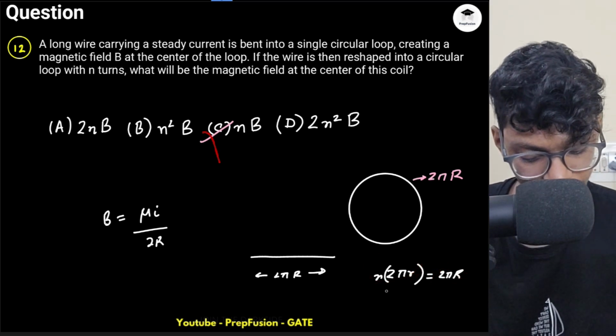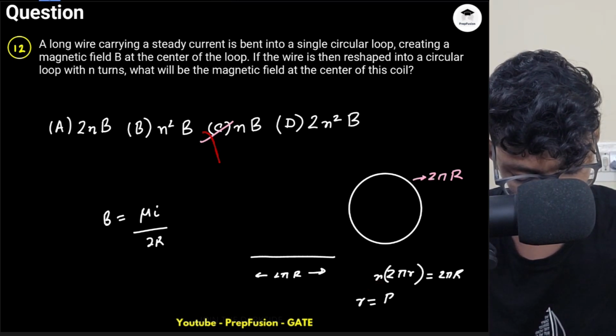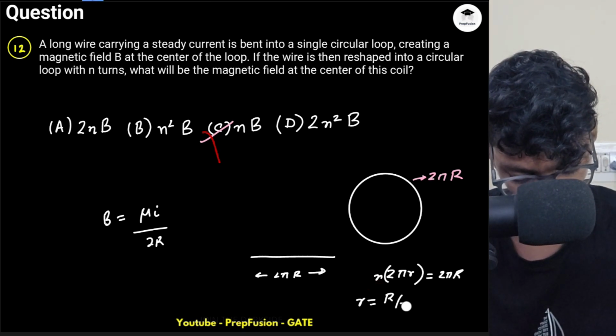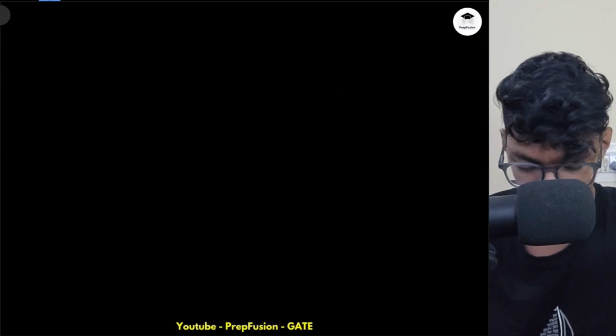So what will I get? I will get small r equals capital R by small n. So my r is equal to capital R by n.